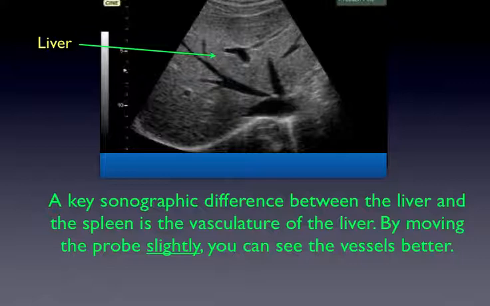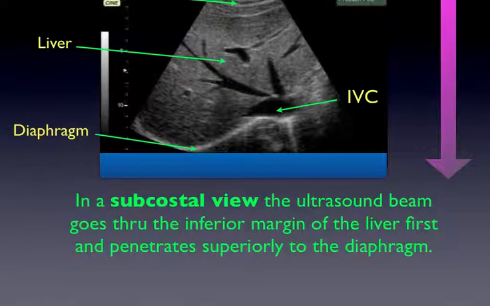And the hyperechoic structure at the bottom is, of course, the diaphragm. And obviously, this could not be mistaken for a spleen. So again, skin, liver, IVC, and diaphragm, with the ultrasound beam going from the top of the screen going down. And if you think of how the beam is aimed on the patient, it's going from the skin up to the diaphragm.